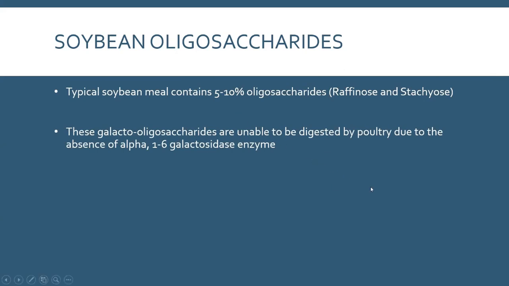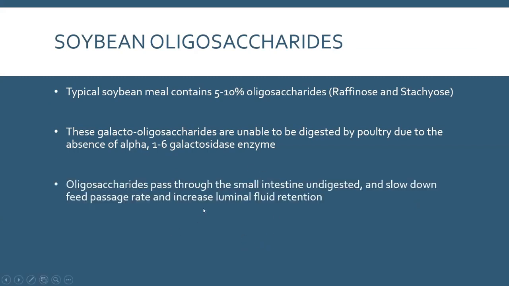These galacto-oligosaccharides cannot be digested by poultry because poultry in general lacks the alpha-1,6 galactosidase enzyme. That's why I think there was a question before on the use of galactosidase. If you have soybean in the diet, the more substrate you have for the galactosidase enzymes. That's why there's a need for alpha galactosidase supplementation on enzyme or soybean containing diets.